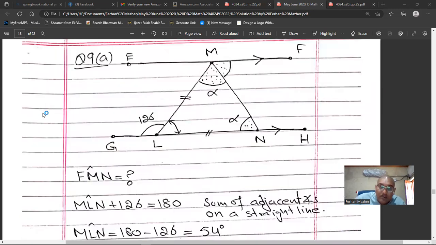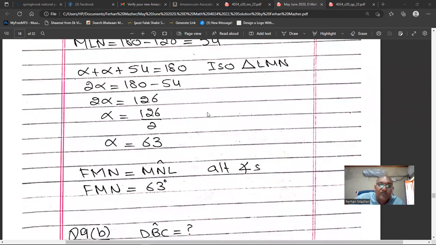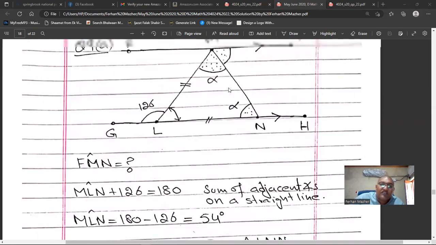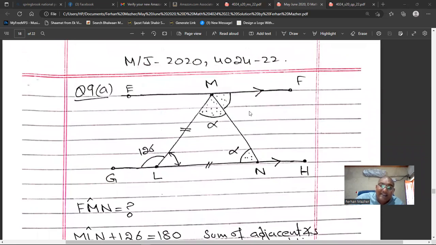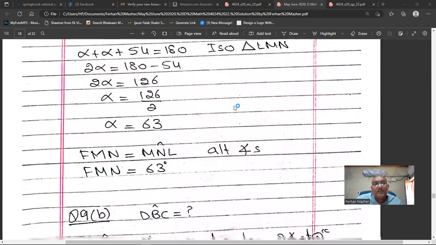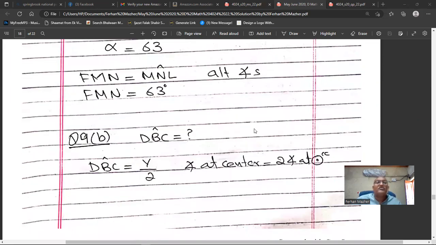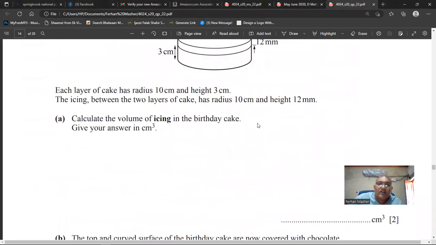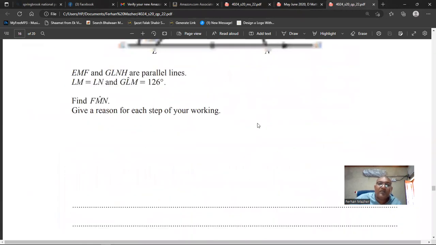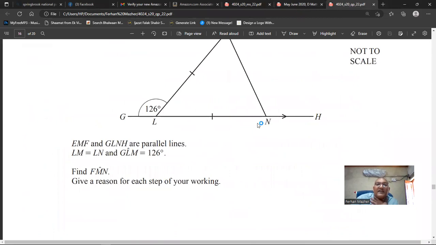So now I know this angle is 63. This is 63. This is 63. This angle and this angle are equal to each other because they are alternate angles. So the FMN angle will be equal to the angle MLN. The reason is they are alternate angles. So the angle FMN is equal to 63 degrees. So this is how you do this. Okay, so we are on question number 9. That was a 4-mark question. So we are done with that question.